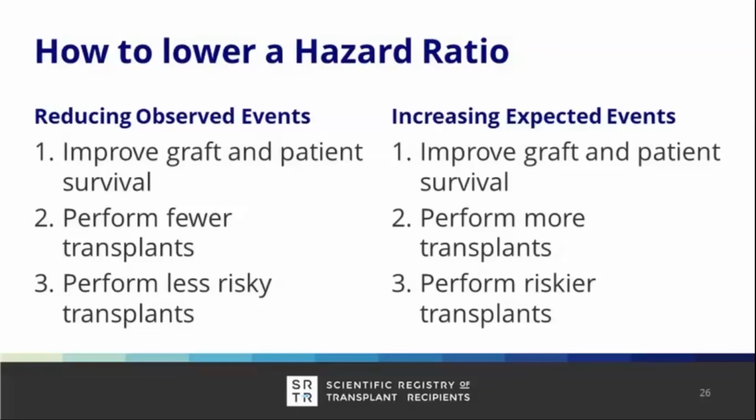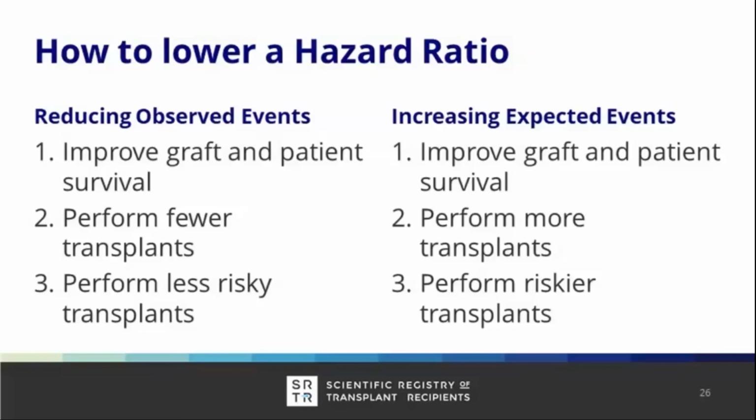But we expect more grafts to fail over the course of 360 days than over the course of 7 days. So the longer your grafts and your patients can survive, the more expected events we will predict for your program. So anytime you can get grafts and patients to survive longer, that increases your expected events. So improving graft and patient survival is the #1 way on this list to lower your hazard ratio and look better.